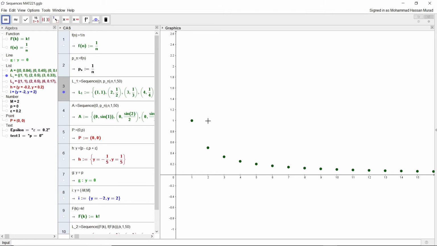So we see here the first term is plotted here, which is (1, 1). And the second term is plotted here, which is (2, 1/2). The third term is plotted here, which is (3, 1/3). Similarly, (4, 1/4), (5, 1/5), and so on.